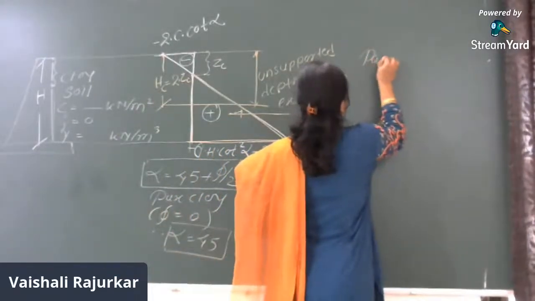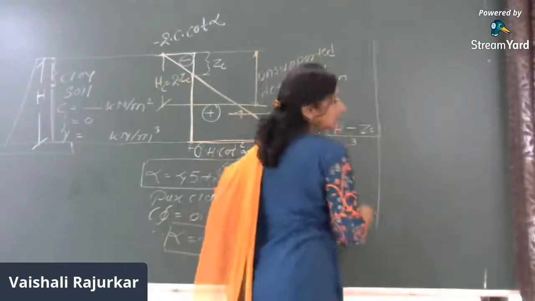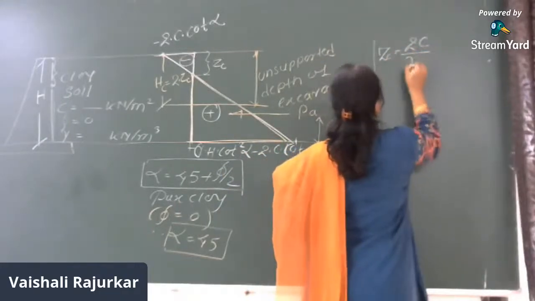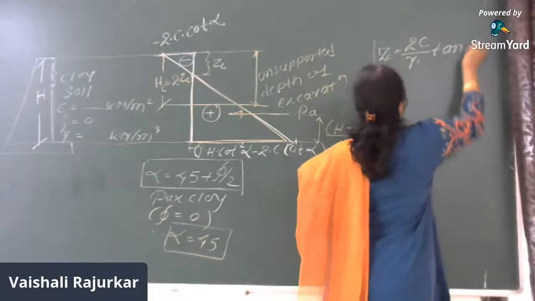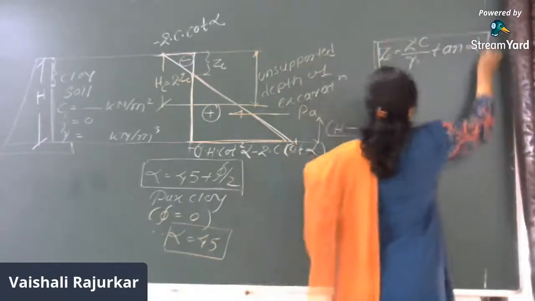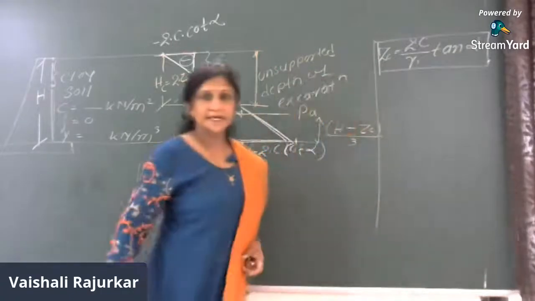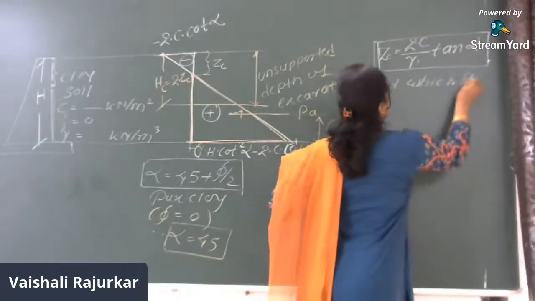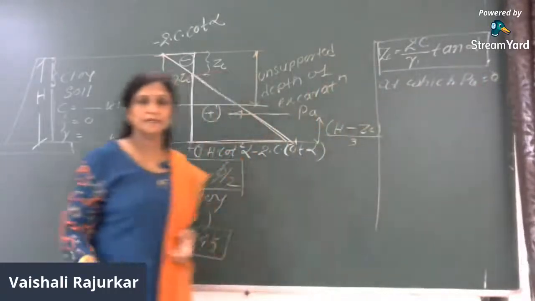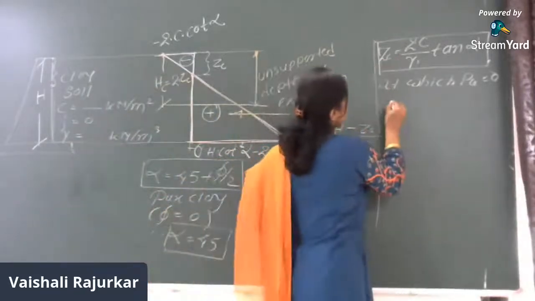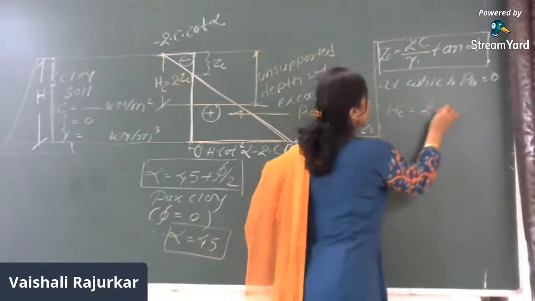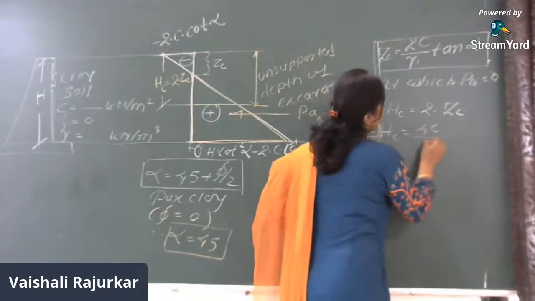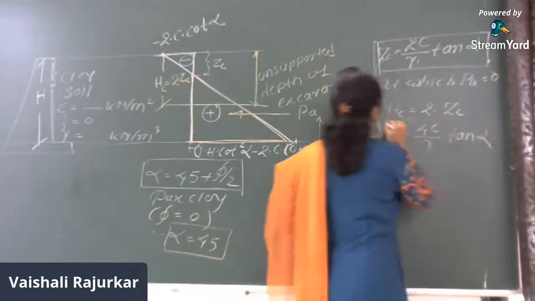Then what is PA? First we will discuss what is ZC. ZC is 2c upon gamma into tan of alpha, where ZC is the depth at which PA is equal to 0. Then what is HC? HC is equal to 2 times ZC. Means this HC can be calculated as 4c upon gamma into tan of alpha.